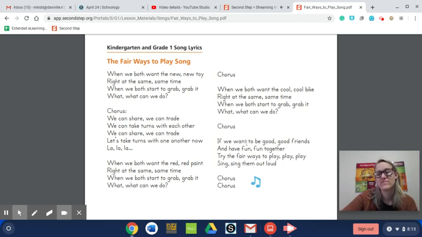If we want to be good friends, have fun together, try the fair ways to play, sing them out loud. We can share, we can trade, we can take turns with each other. We can share, we can trade, let's take turns with one another now.